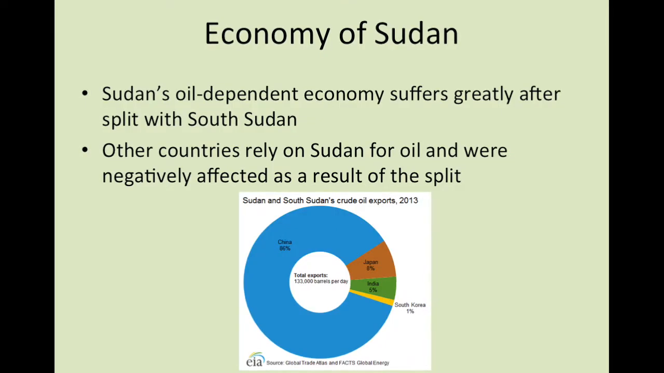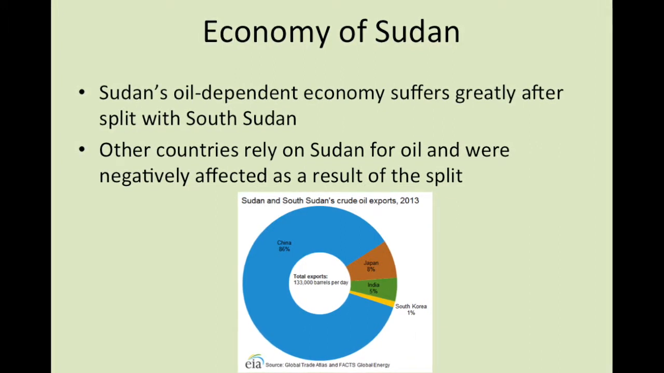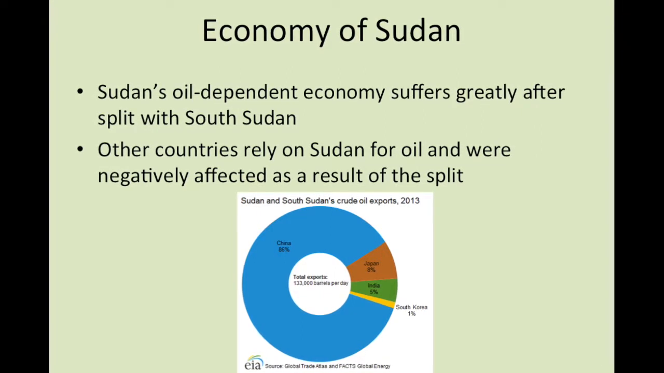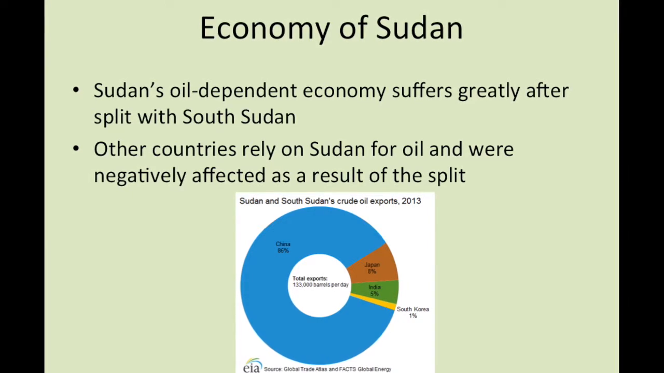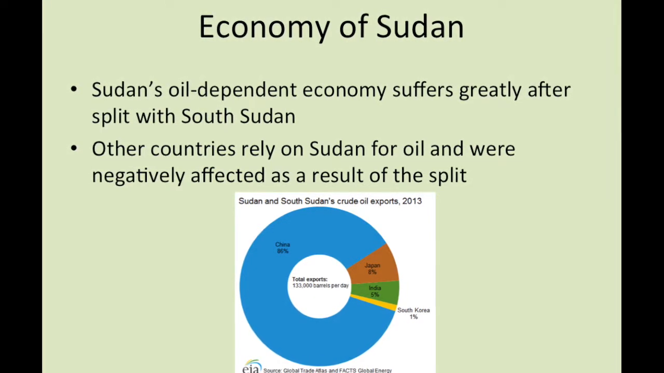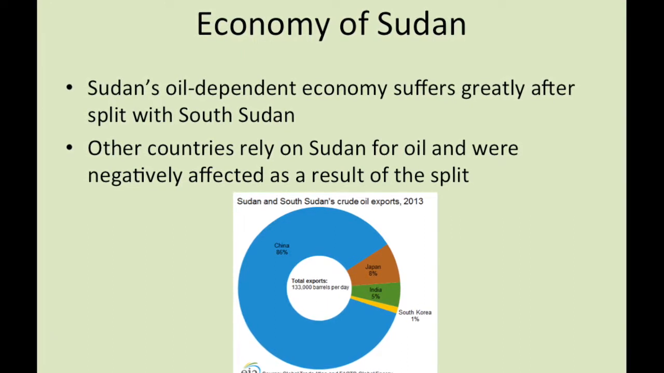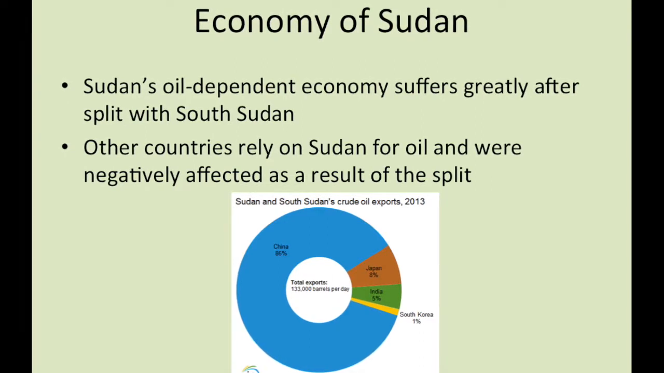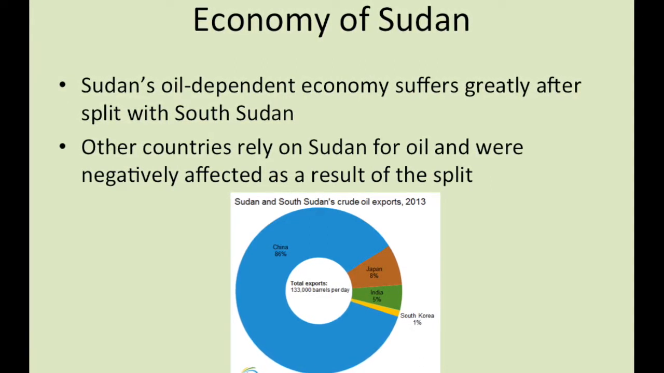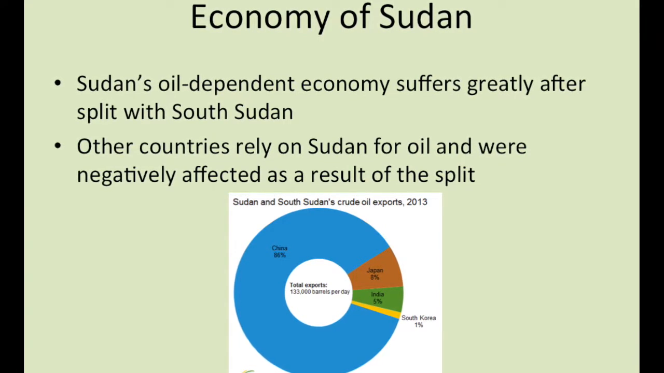Prior to the 2011 split, Sudan's economy relied heavily on the oil industry. In fact, 60% of Sudan's total government revenue came from oil in 2010, and at this time, Sudan was ranked the second largest African oil producer. Sudan also helps supply oil to major countries such as China, Japan, India, and South Korea. Despite this success, Sudan's extreme reliance on this industry proved to be detrimental to the overall economy.